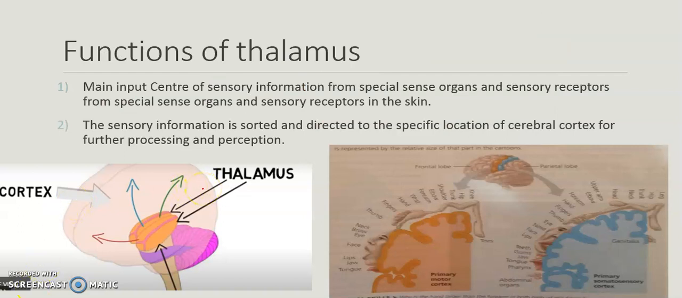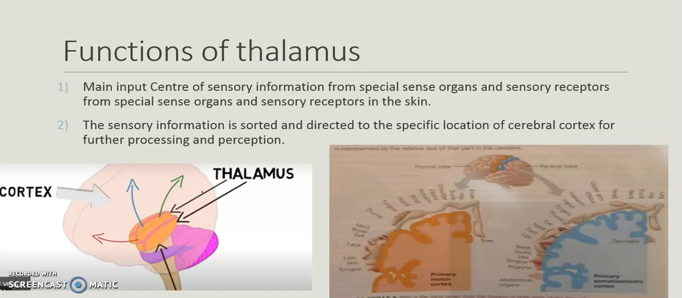So, thalamus is the main input center for sensory information from special sense organs and sensory receptors. I hope you all know what special sense organs are. Now, I am going to explain the special sense organs.